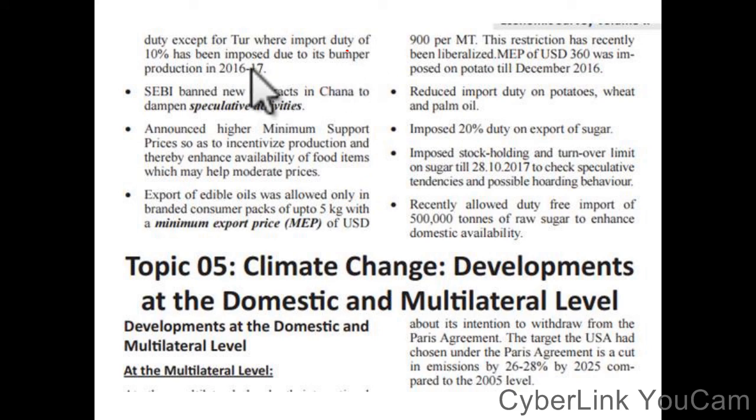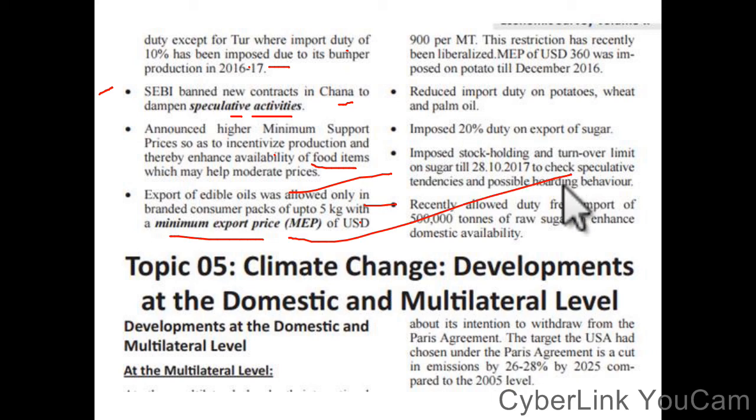Import duty of 10% has been imposed. SEBI banned new contracts to dampen speculative activities, and the government announced higher support prices and incentives for producers of everyday food items, which help moderate prices. Export of edible oils is allowed only in branded consumer packs up to 5 kg with a minimum export price.